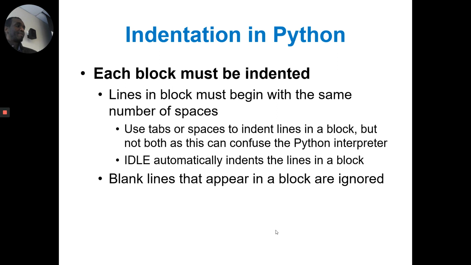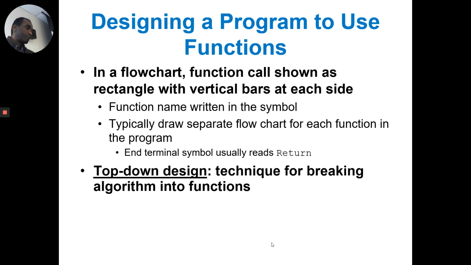Each block must be indented in Python. Other languages use braces to break it down. Lines in a block must begin with the same number of spaces. Use tabs or spaces to indent lines in a block, but not both. This can confuse the Python interpreter. IDLE automatically indents the lines in a block. IDLE is basically an IDE, kind of like the Raptor that we use online. Blank lines that appear in a block are ignored.